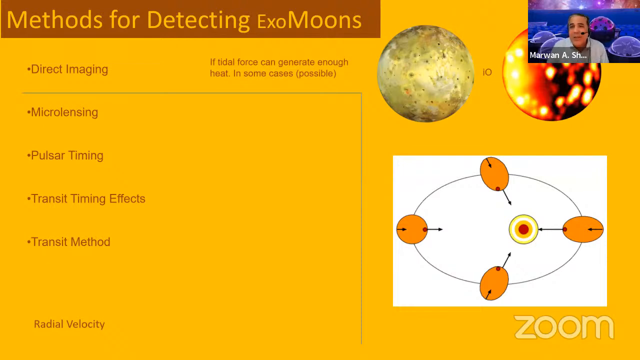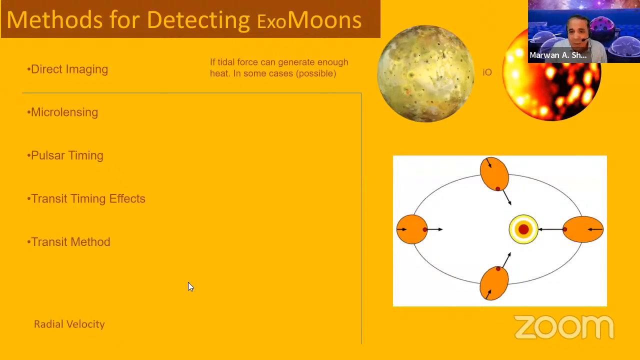If that happens, then we see volcanoes. If the volcanoes are very hot, and we detect infrared from a certain point on a giant planet, this could be evidence of an exomoon there, irradiating infrared because of this heat. So this is one of the things that we can do by photography. Microlensing as well, pulsar timing, transit timing effect, the transit method as well, and radial velocity.